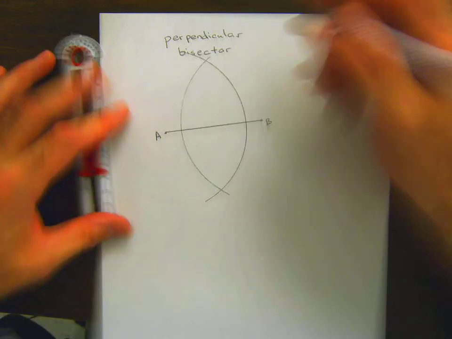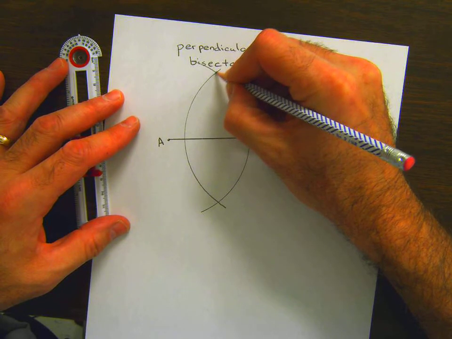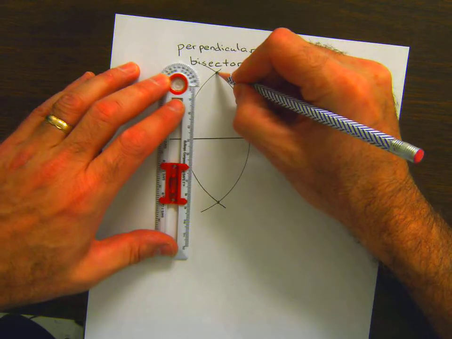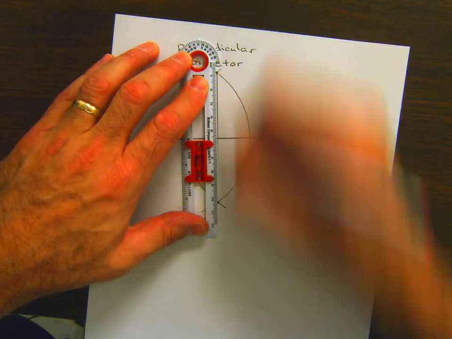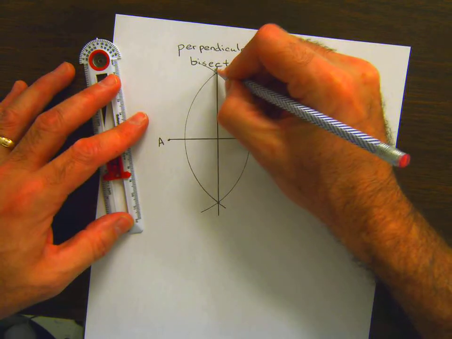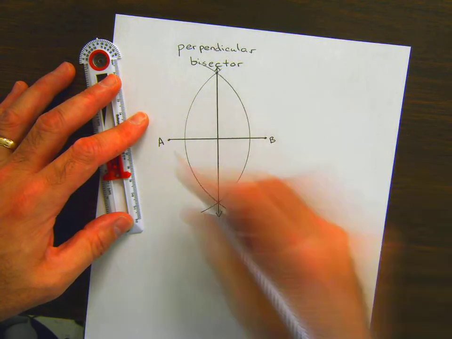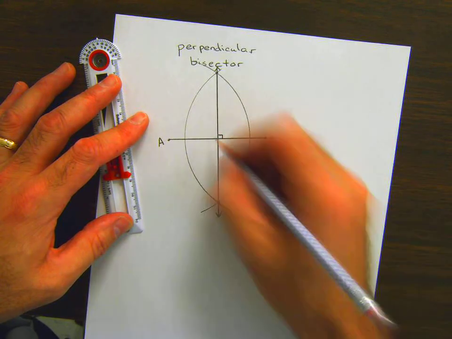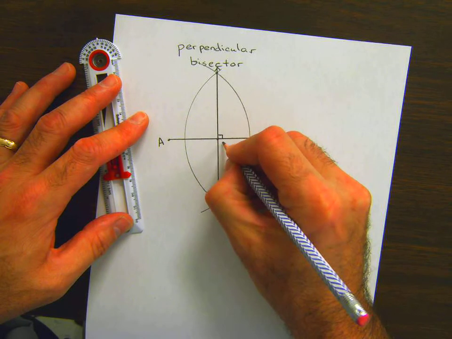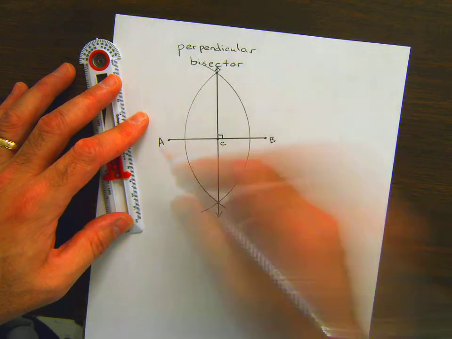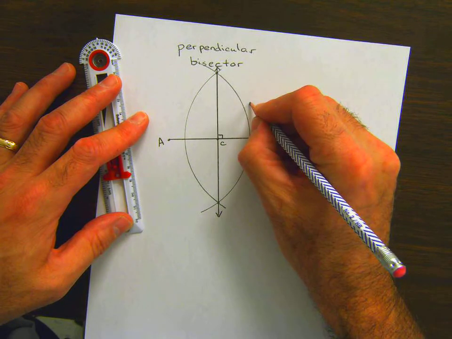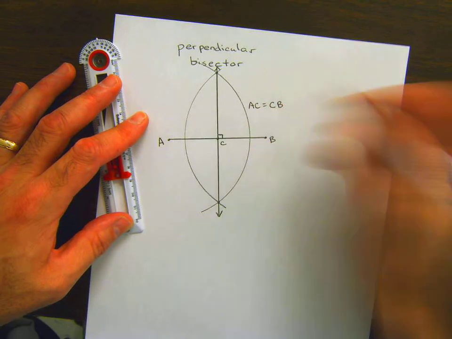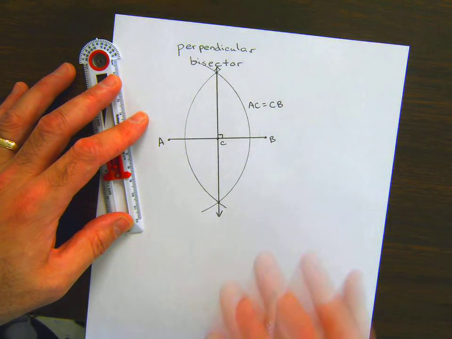And there we go. Where they meet, X marks the spot here, X marks the spot here. Those define 2 points that will create a perpendicular bisector of segment AB. It's perpendicular and it's bisecting AB in such a way that if we name the point where the perpendicular bisector intersects AB as C, then segment AC's length would be the same as segment CB's length. And that is a perpendicular bisector.